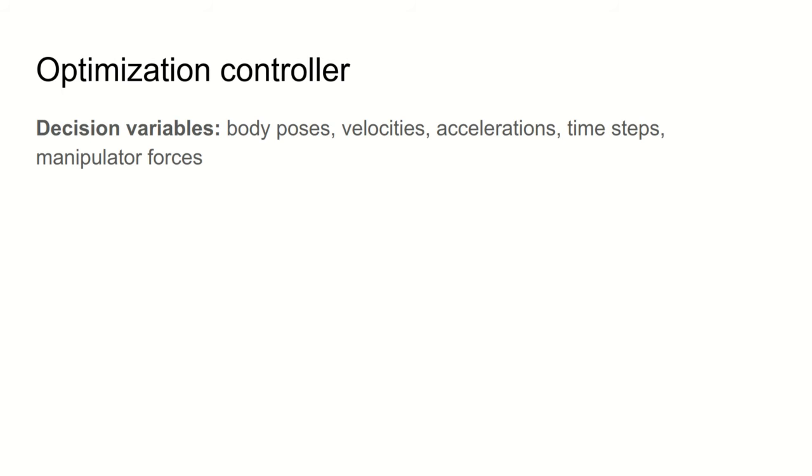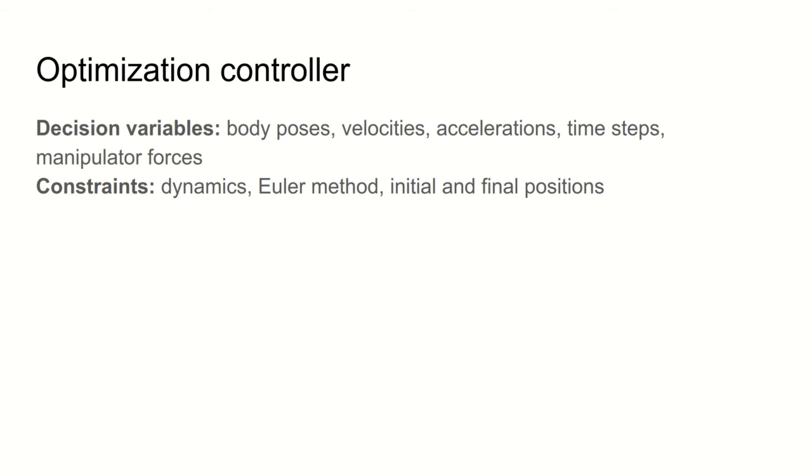Another type of control that I tried is an optimization-based controller. The way this works is I formulated the controller as an optimization problem, where the decision variables were the body poses, velocities, and acceleration, as well as the time steps in between each time the control was applied, and then also the forces applied by the manipulator. The constraints are the dynamics of the system, using an Euler method to step forward in time and relate the states at different time steps, and then the initial and final positions, where the final position is making sure that the last link is somewhere on that platform and the manipulator is pressing it down.